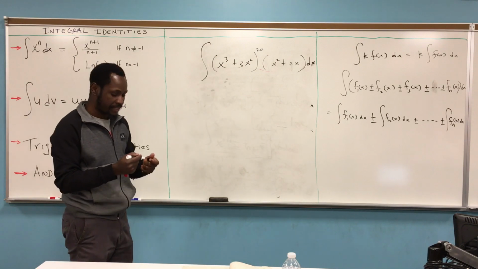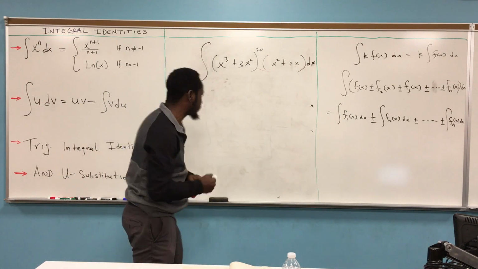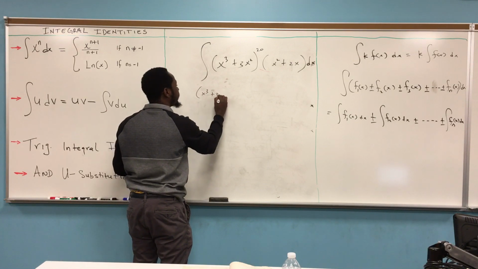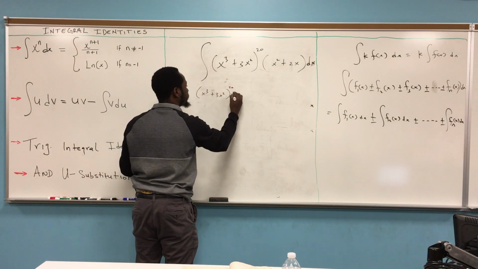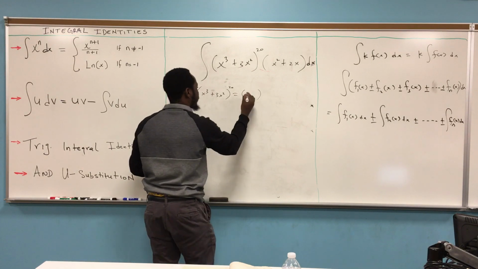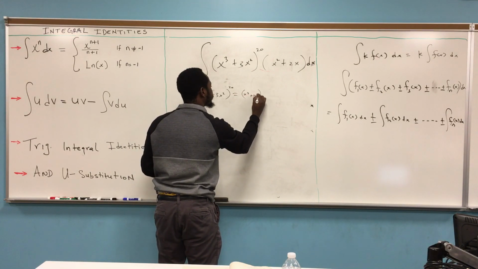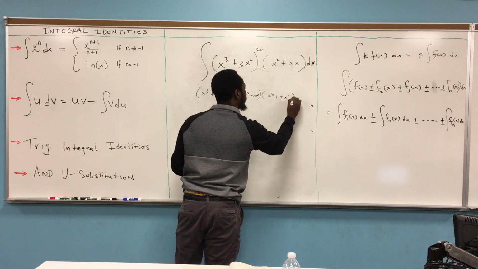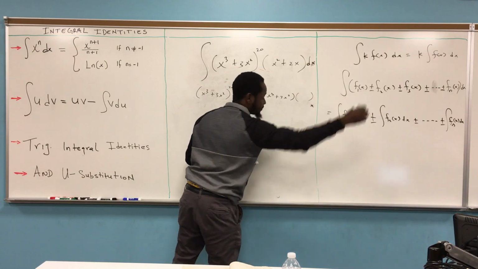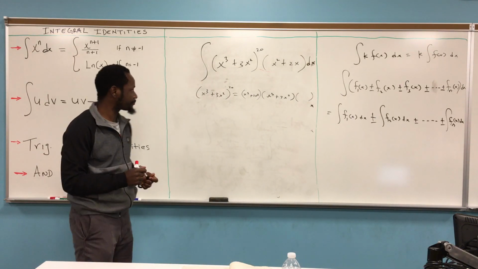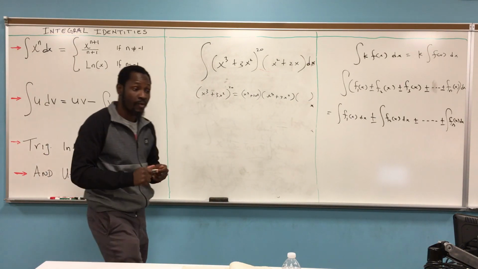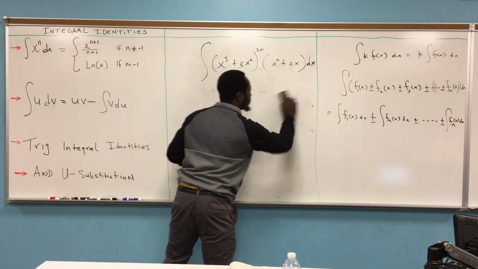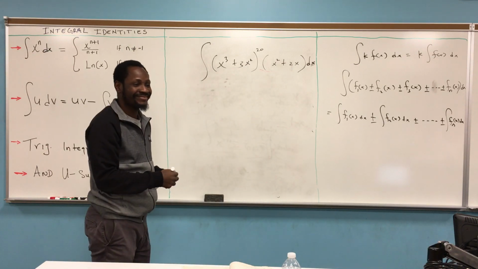But if you have something like this, you cannot expand this. How do you expand this? This is x cubed plus 3x squared to the 20. This is x cubed plus 3x squared, another x cubed plus 3x squared, 20 times. How do you want to expand that? This is the reason why U-substitution is so powerful. It is so powerful.